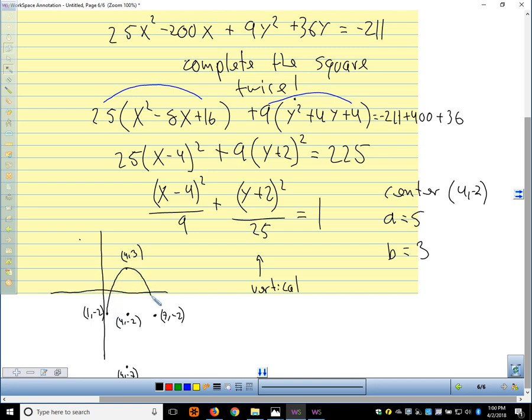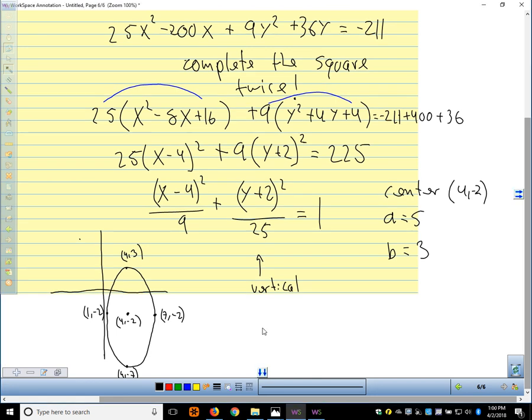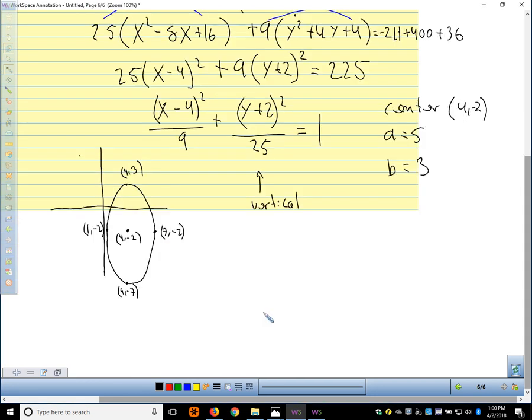And then my ellipse is going to look roughly like that. There's a rough sketch of that ellipse. That would be fine for a sketch of that ellipse. You know where the axes and all the vertices are, you know where the center is, you know it's vertical. So it's a lovely ellipse.